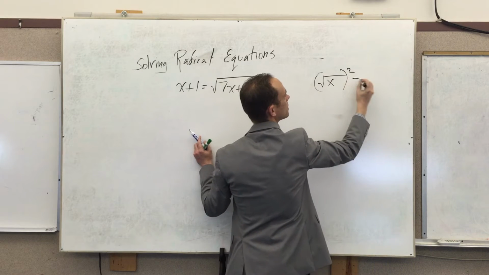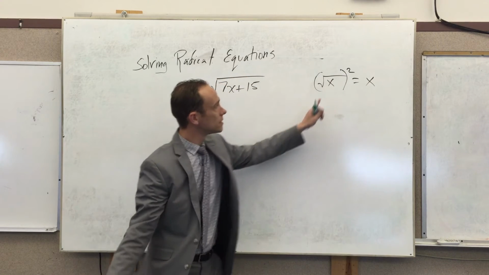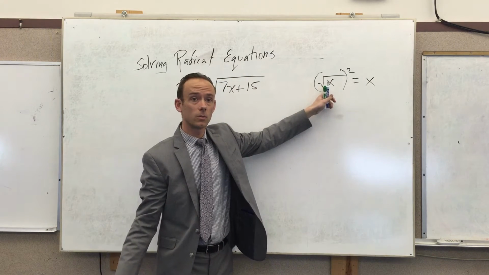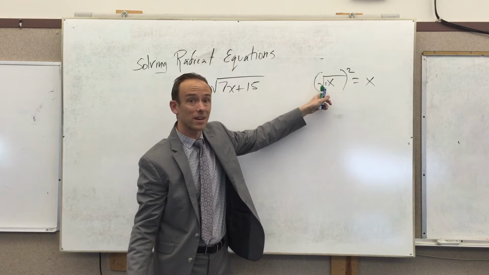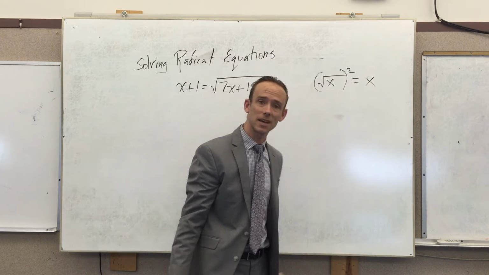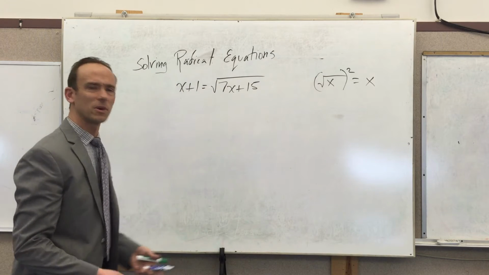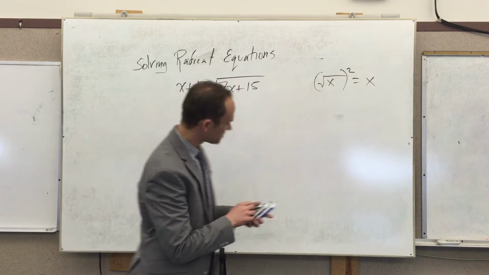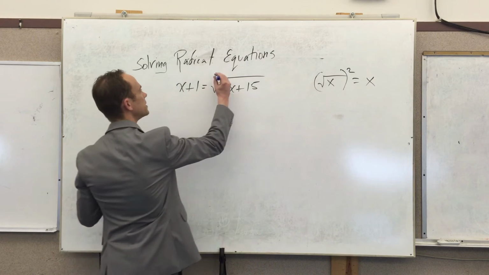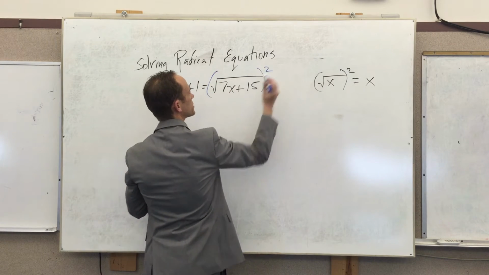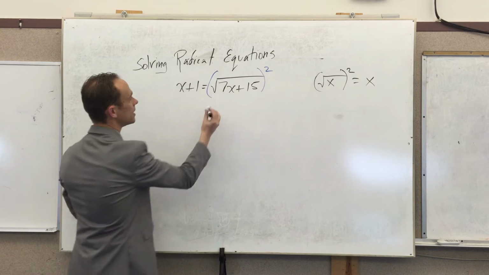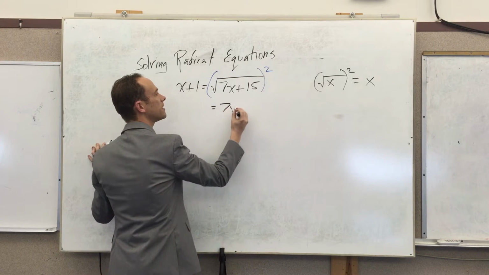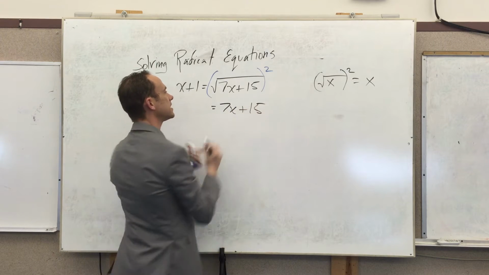So, we got a radical sign, we got no radical sign. I don't know why I rewrote that. Oh, I know why I rewrote it. I wanted the 2 outside the radical sign. So what we're going to do is square that. And this is equal to 7x plus 15.